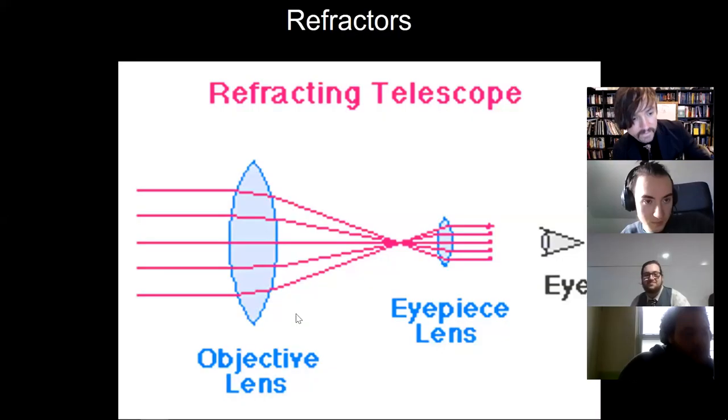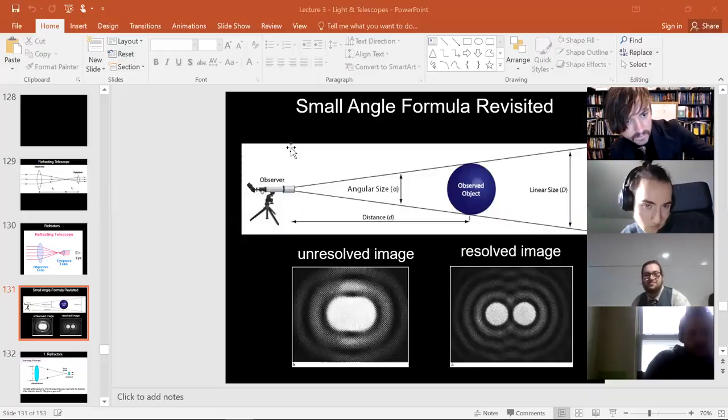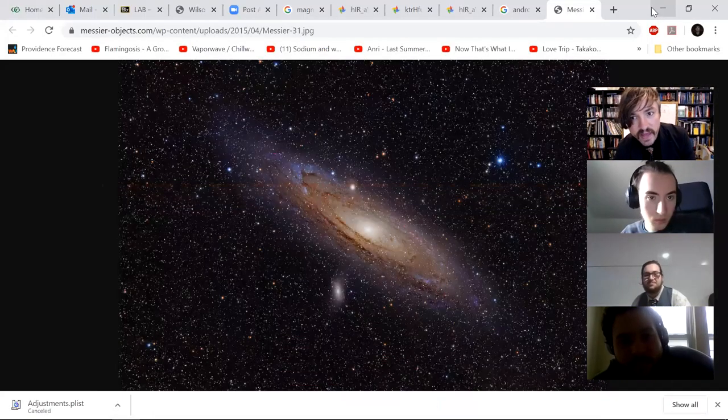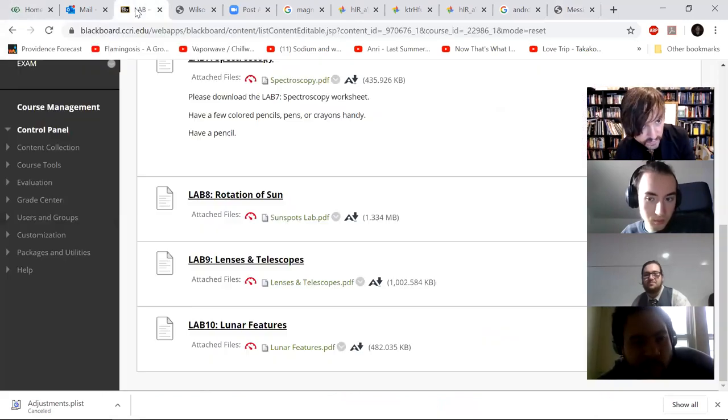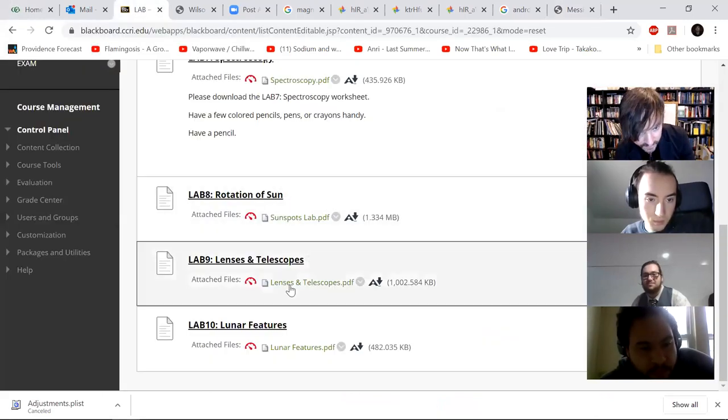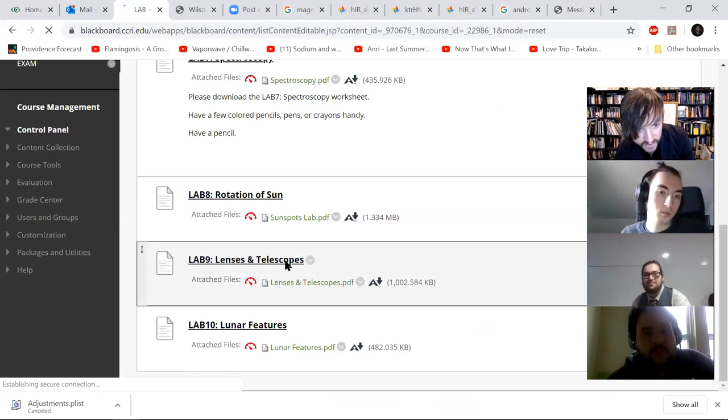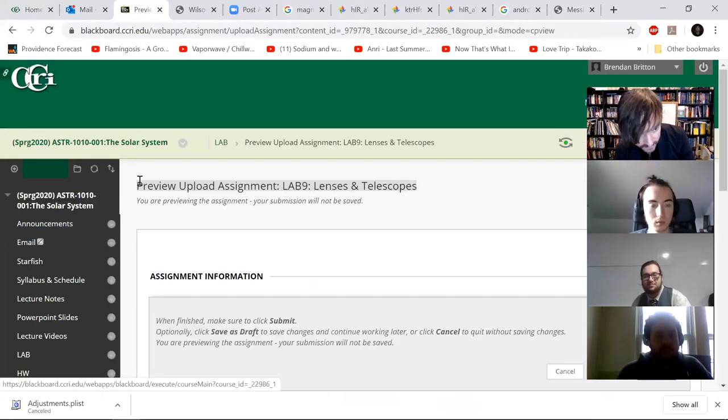This is homework 6, right? Well, no, hold on. Homework 6 we're doing on Wednesday. We just did lab 9. Right, okay. Nope, I got confused. Lab 9, lenses and telescopes. I was just going to submit it in the homework by mistake. Oh, please don't do that, guys. That was a huge issue. Under lab 9, lenses and telescopes, that's where you should submit it, okay?